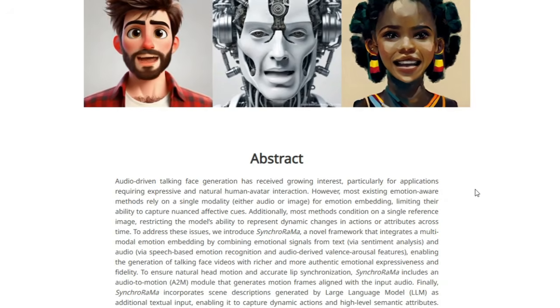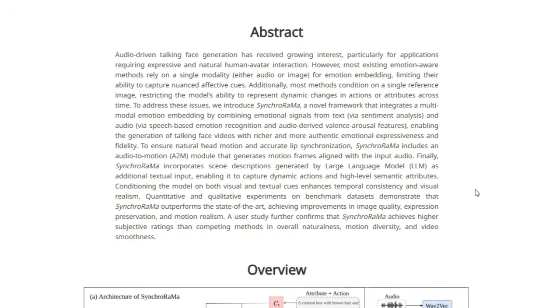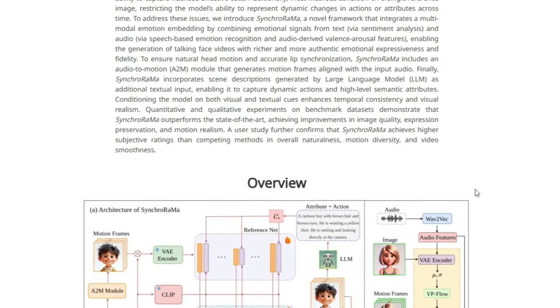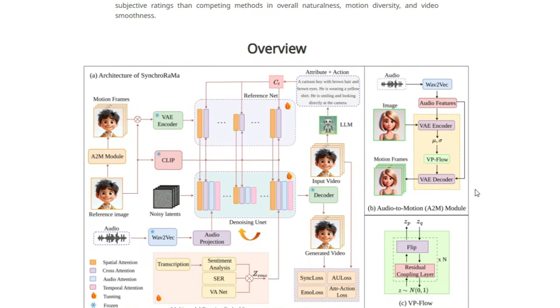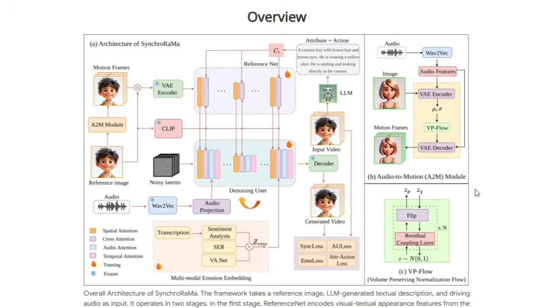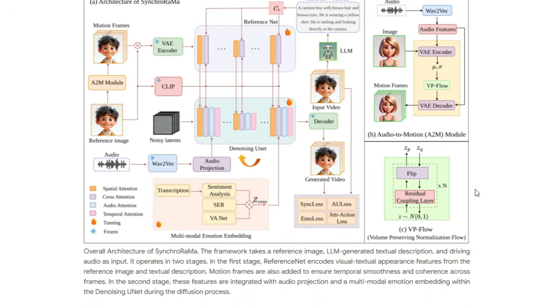from scene descriptions. Beyond emotion, SynchroRaMa introduces a dual input pipeline, a reference image, anchoring identity and appearance, plus a scene description generated by a large language model, LLM, to supply high-level semantic context, actions, environment, and attributes. This means the model isn't stuck with one static reference. It can respond to dynamic changes such as a character turning, shifting expression, or moving within a scene.